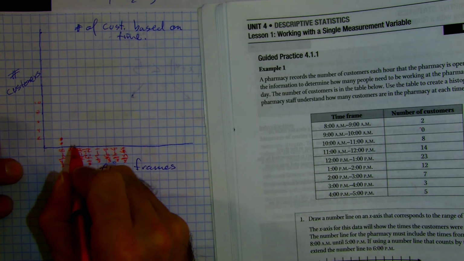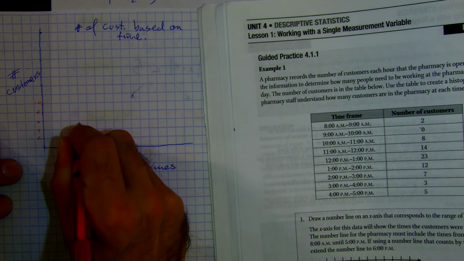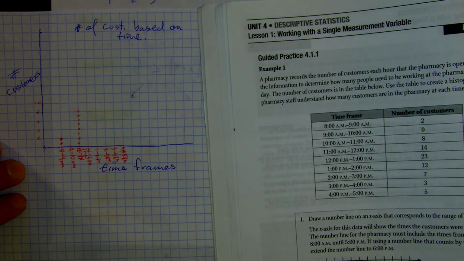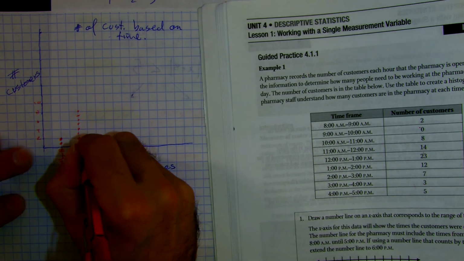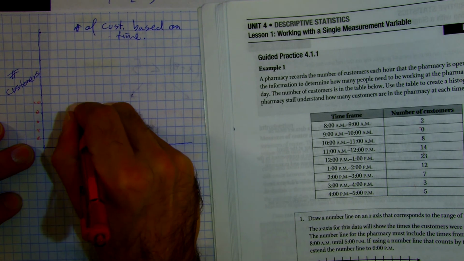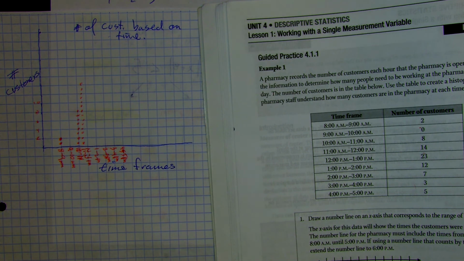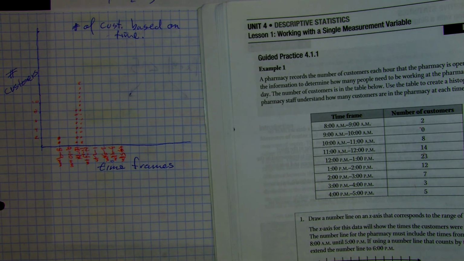All right, so 10 to 11, there's 8. 1, 2, 3, 4, 5, 6, 7, 8. Okay. It's squished in here, but 11 to 12 is 14. So I'm going to go 1, 2, 3, 4, 5, 6, 7, 8, 9, 10, 11, 12, 13, 14. So don't make perfect dots. We're just doing an example problem here. I'm sure yours look better than mine, because I did not space them well here. But I'm going to keep going.